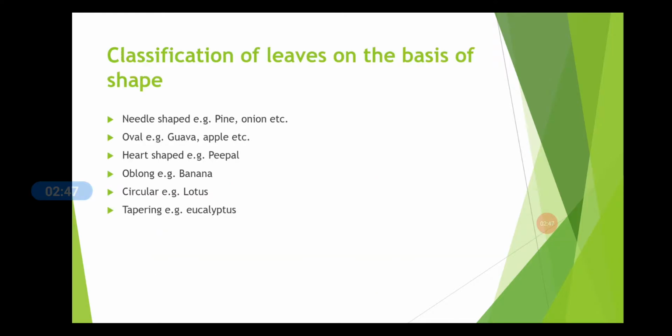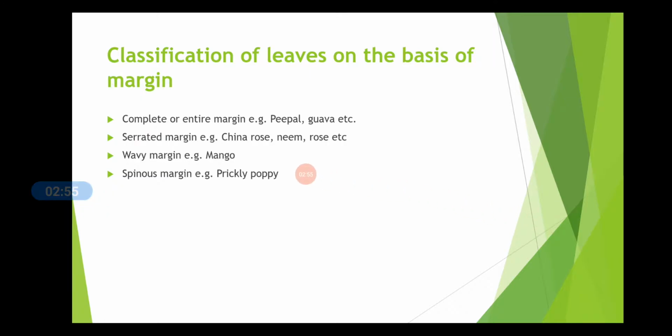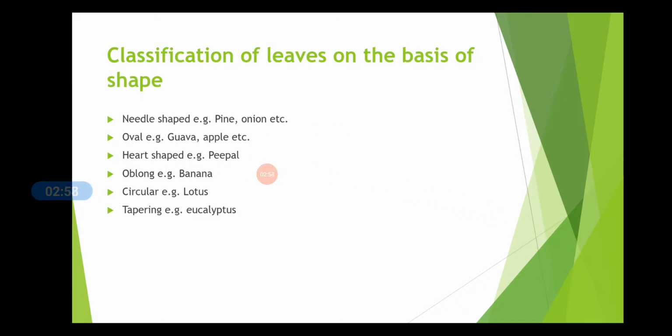Now classification of leaves on the basis of shape. Leaves can be of different shapes. For example, the needle-shaped leaves. Now in the needle-shaped leaves, you will find the pine trees, the onion plant also, the leaves are needle-shaped. They are pointed.